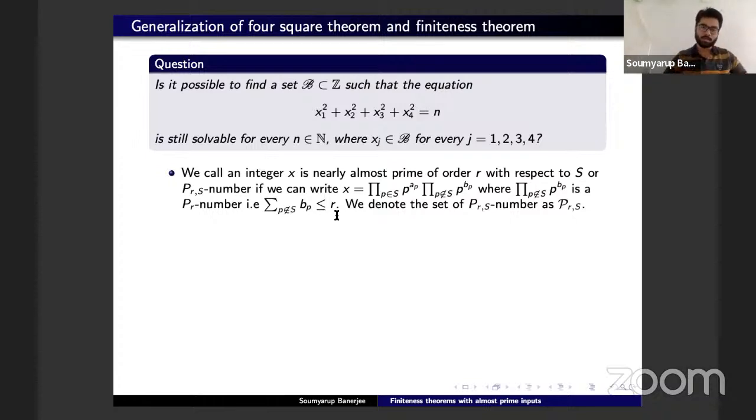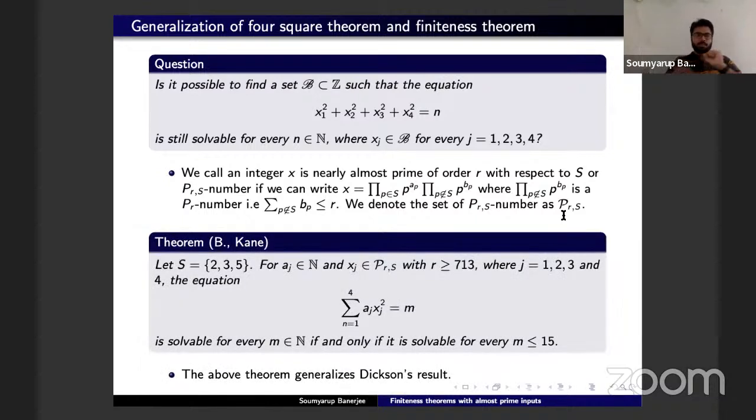Okay, so what is the importance here? Basically what we want to say with this definition is that we leave some primes. We leave some primes, and for the other primes, we restrict the number of primes. Inside the set S, there are some primes, and we basically ignore those primes. Suppose those primes are exceptional primes. And we handle the primes which are not inside S, and that product should be a PR number. That's what it means. Okay, so we denote the set of PRS numbers as mathematical PRS.